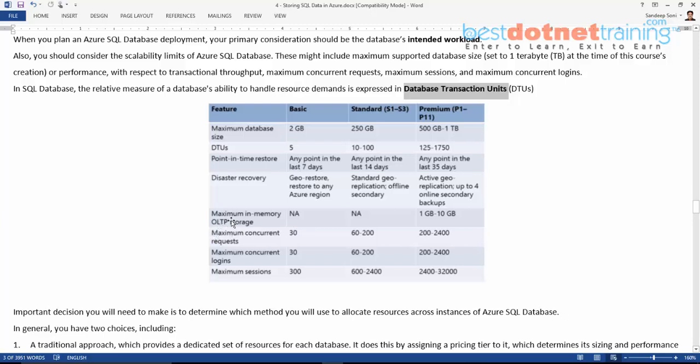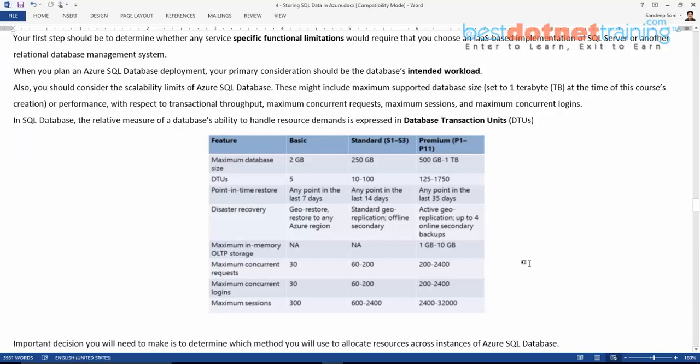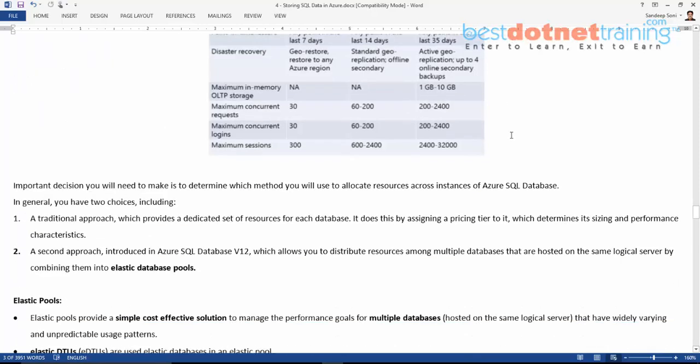We are having maximum in-memory OLTP storage. In-memory storage is there in premium, which gives high performance. Here we are going to have maximum concurrent requests, maximum concurrent logins. See the numbers as they are changing. So yes, one thing is very clear, the pricing tier is going to decide the performance of my database along with the storage and other resources. And all these things are expressed in terms of DTUs, database transaction units.